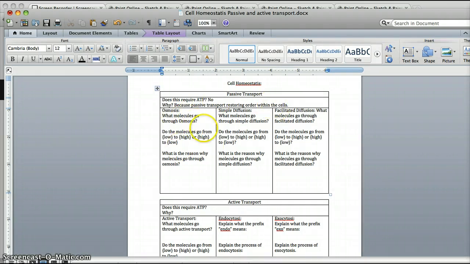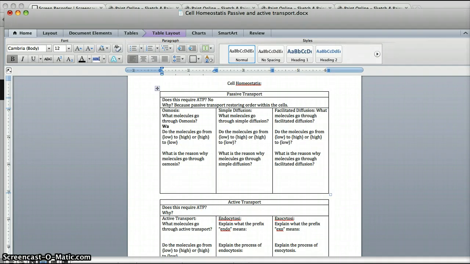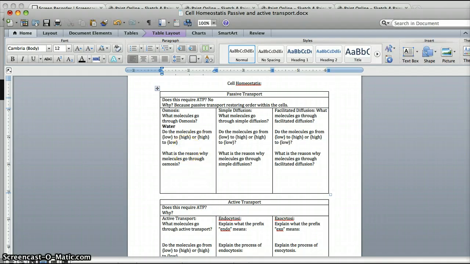So osmosis, what molecules go through osmosis? Now osmosis, if you think about it, only deals with water. So the molecule that goes through osmosis is water. Now let's go ahead and put that in bold. Okay, do the molecules go from low to high or from high to low? Now during osmosis, they actually go from low to high. So it goes from low to high.